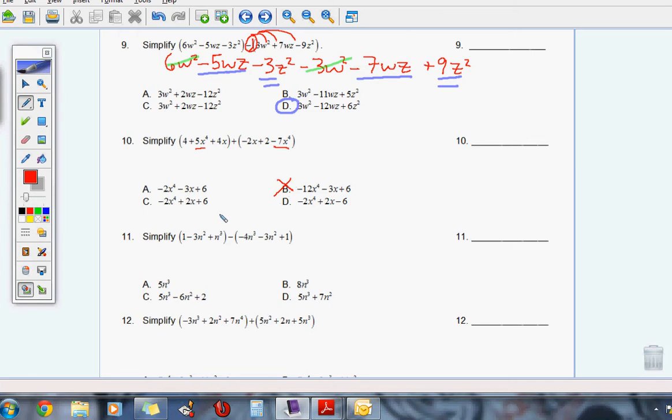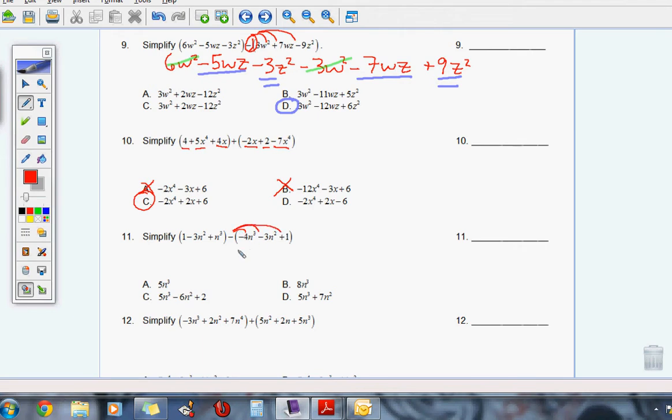So B is gone. When I try to find out what goes with 4x, 4x and negative 2x make positive 2x. So choice A is gone. And then I look at the last ones, 4 and a positive 2. Since the positive's out here, that's actually 6. That gives me answer of C. Number 11 was just like number 9 we did a minute ago.